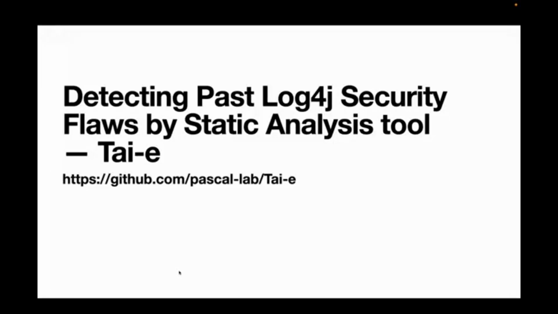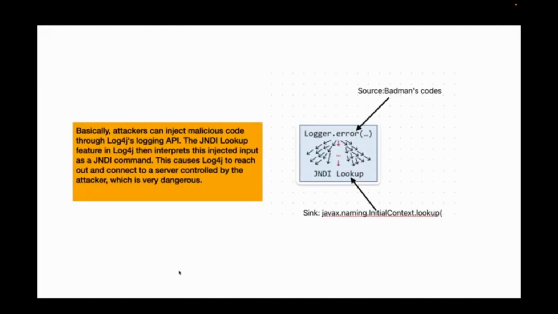Today I want to introduce an open source framework called Tai-e that could detect past Log4j vulnerabilities. It is developed by two young Chinese researchers and is used to analyze Java programs. The basic idea here to detect this Log4j bug is to determine whether there is a path from Log4j's API to JNDI lookup.